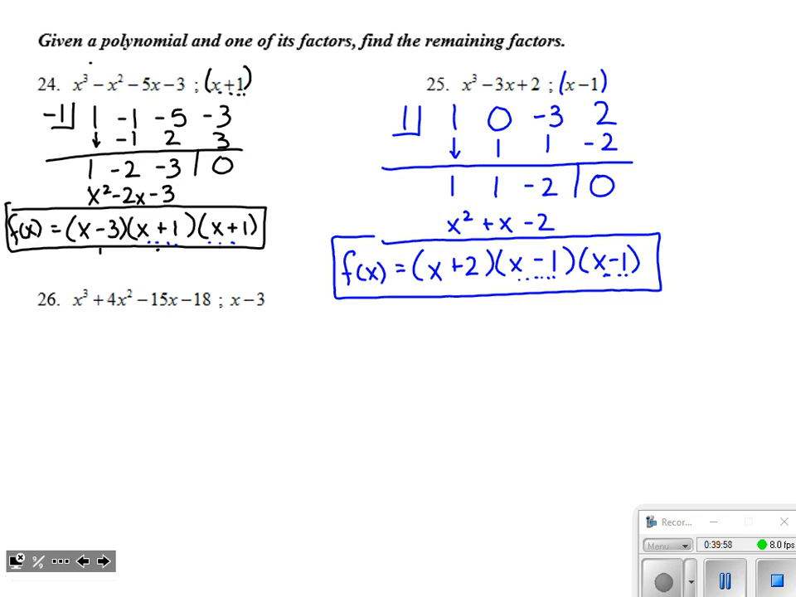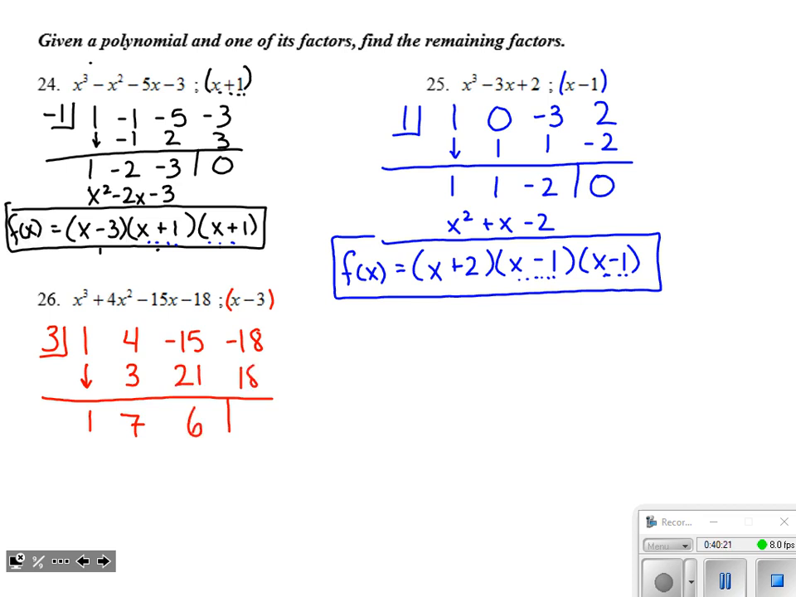And the final one, problem 26. We've got a factor of x minus 3. That means positive 3 goes in the box. 1x cubed, 4x squared, negative 15x, negative 18. We didn't skip any powers, so no need for a 0 placeholder. Drop down the 1. Multiply, add, multiply, add, multiply, add. Really, really happy I see that 0 remainder. That means my synthetic is spot on.